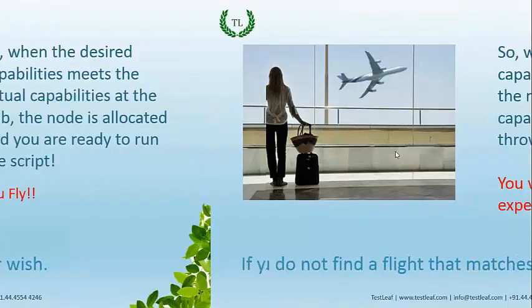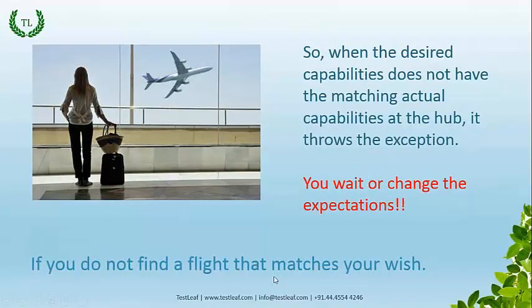The next one is, for example, you do not find a flight that matches your wish list. You wanted to fly at 11:30 in business class, but you don't have a business class. So what happens in that case? If there are no matching actual capabilities, it throws an exception. It says, oh, I don't have the matching capabilities. You have to either wait or change the expectations. You have to wait for a new flight with that particular expectation, come tomorrow, or say I'm okay with going with non-business class. So those are called combinations. When the desired capabilities don't have a match, it throws an exception.